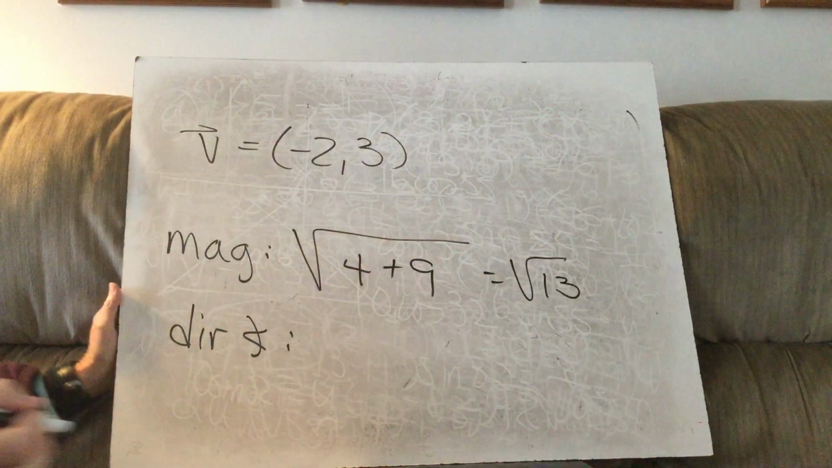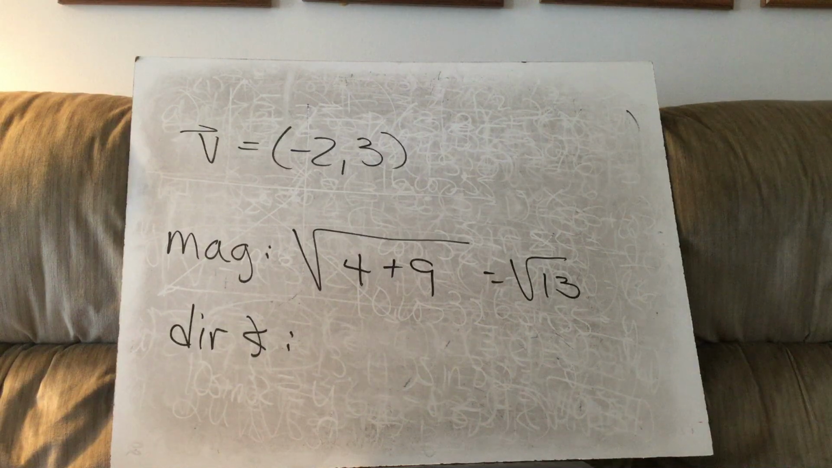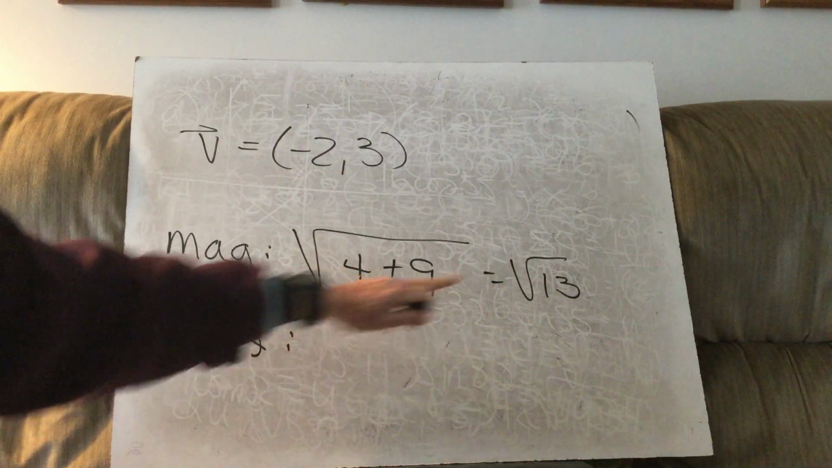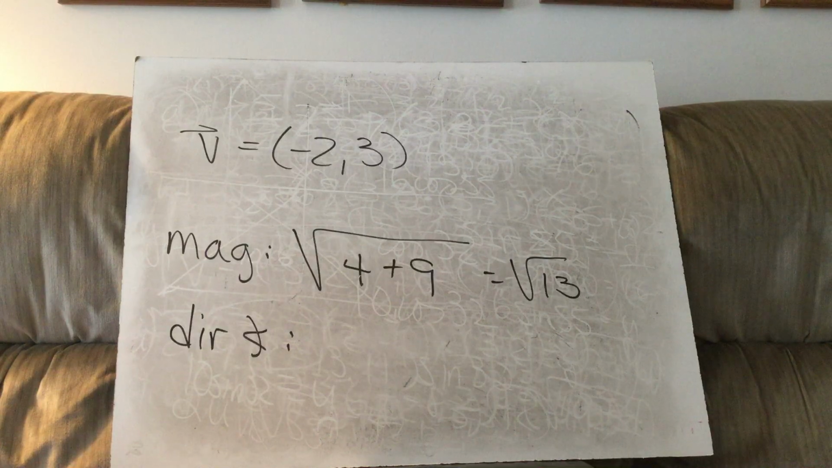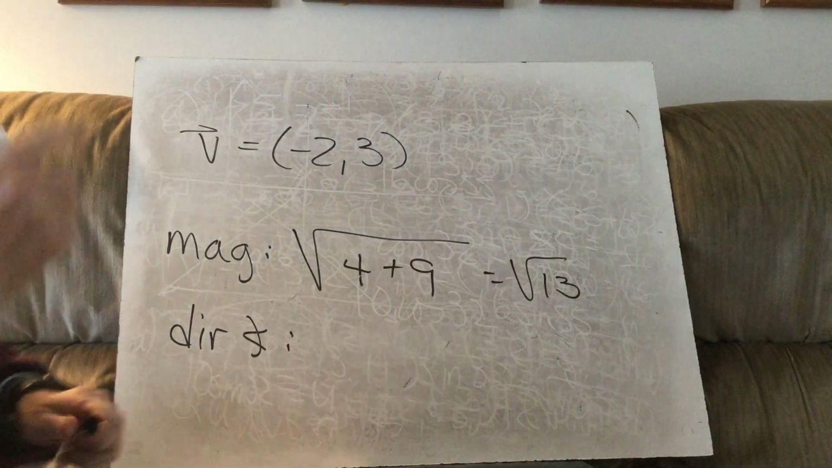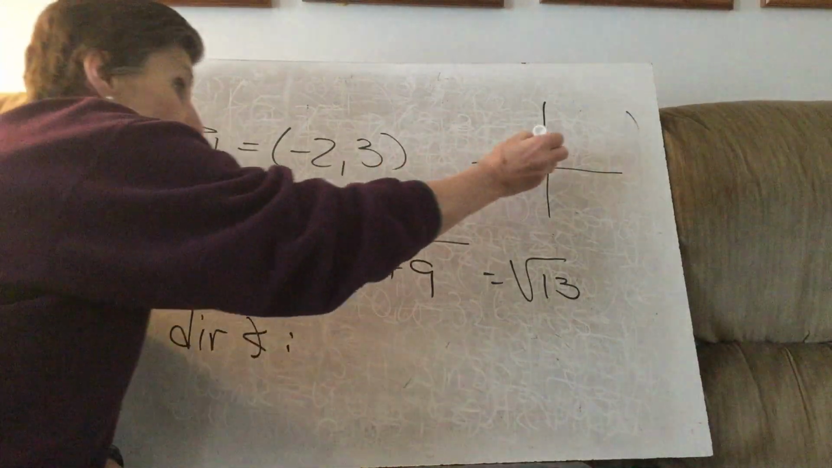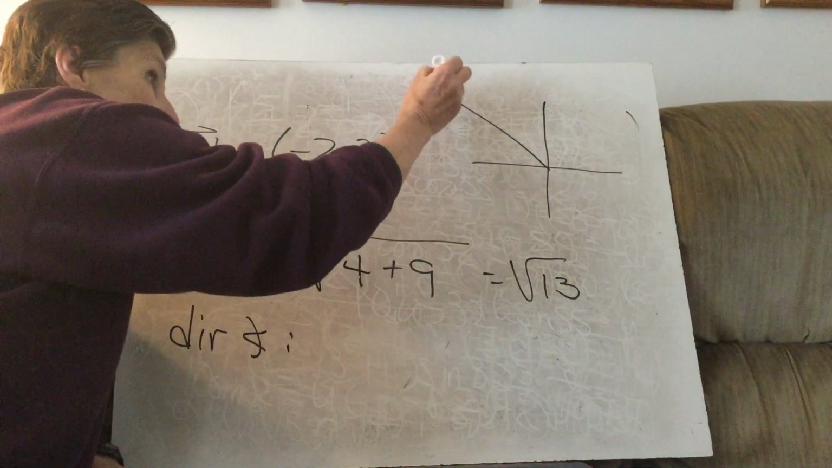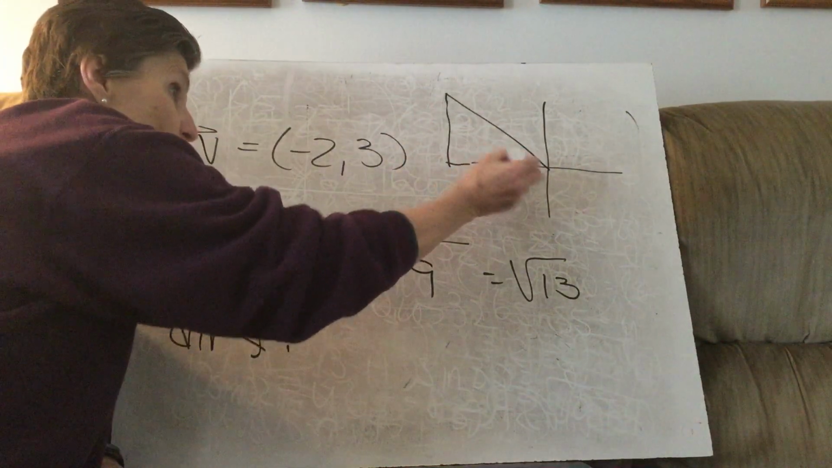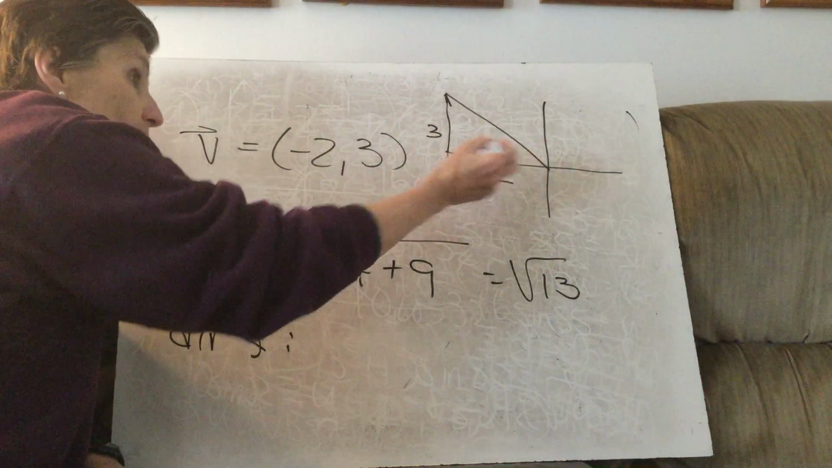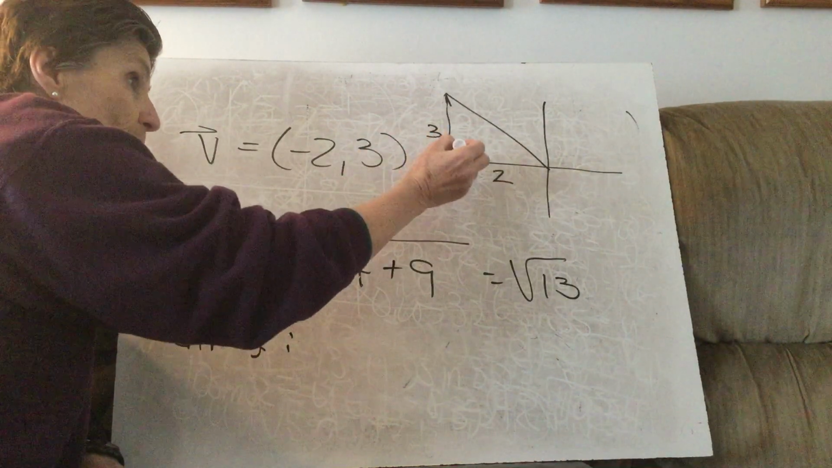So the magnitude of that vector is simply root 13. Square the first number, square the second number, add them together, and take the square root. Done. Now, to do the direction angle, we probably ought to draw a picture of this. So this vector comes over 2 and up 3. This would be a picture of the vector here. Left 2, up 3.